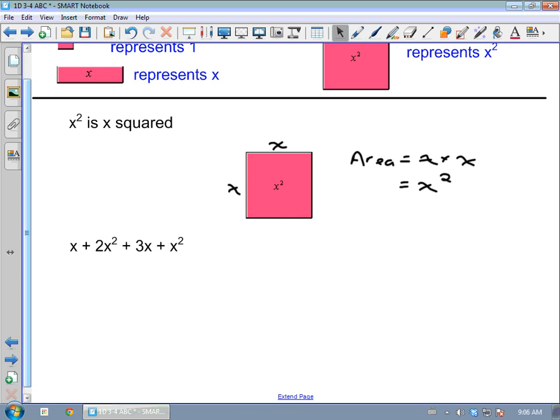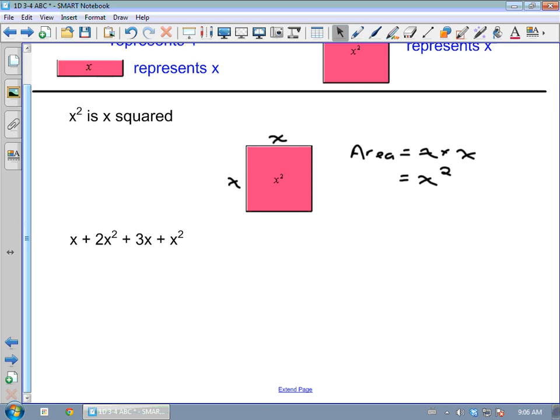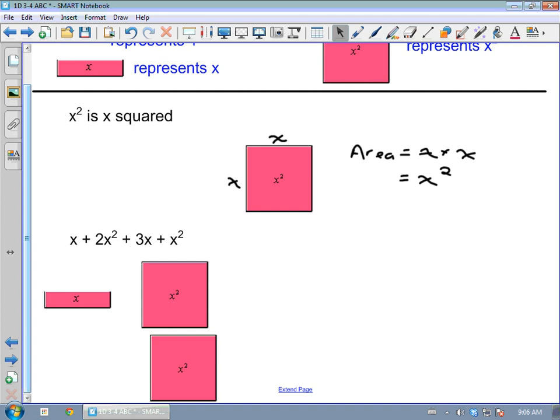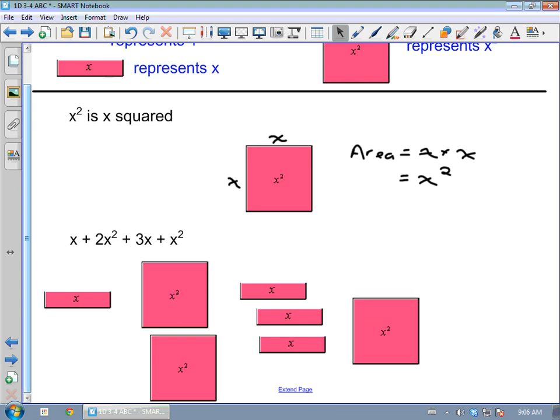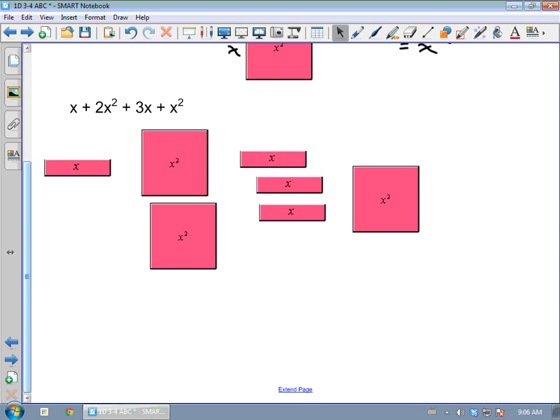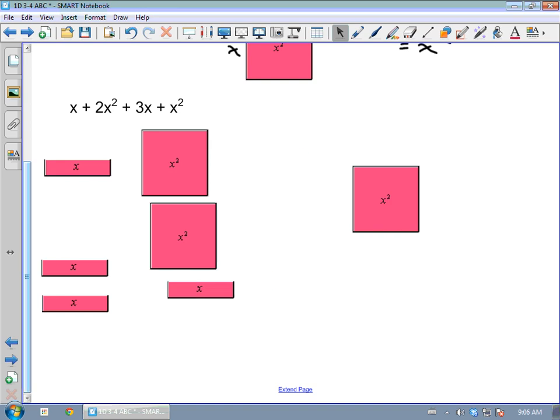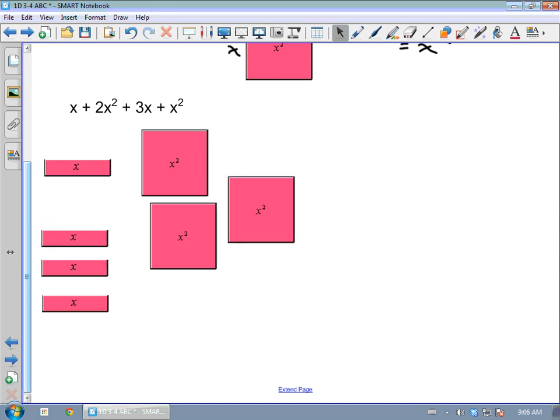Okay. So imagine we have something like x plus 2x squared plus 3x plus x squared. Let's see, what do we have here? We've got an x. We add 2x squareds. We add 3x's. And then we add another x squared. I'm just going to rearrange these a little bit. I'm going to move this over here, and this over here, and this over here, and this over here, like this.